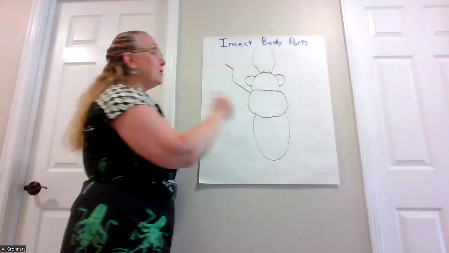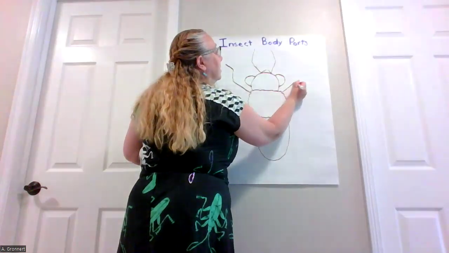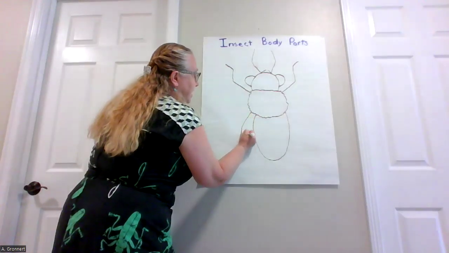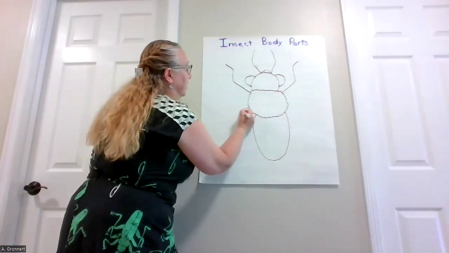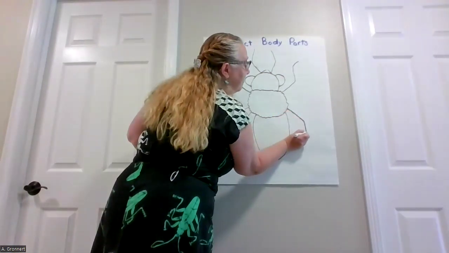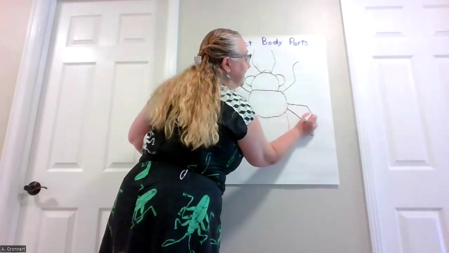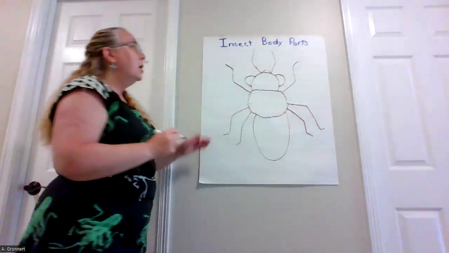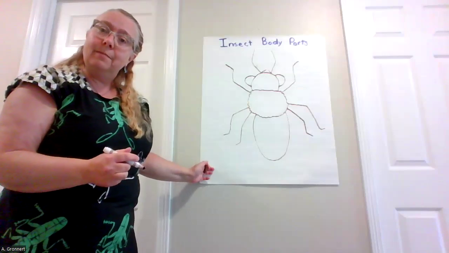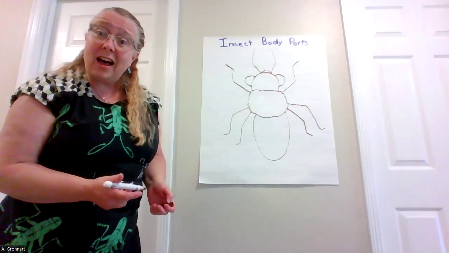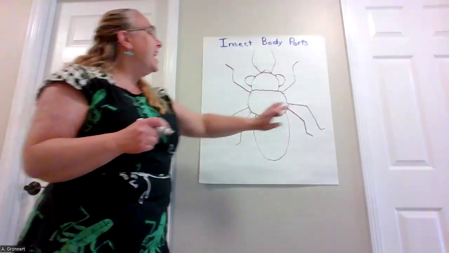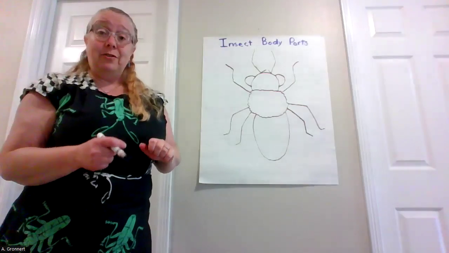It's kind of cool. So there's one of the legs, 2 legs, 3 legs, 4 legs, 5 legs, and 6 legs. Look at that. So I have all 6 legs on my insect. How many legs are on each side? You got it. 3 legs on one side and 3 legs on another side.